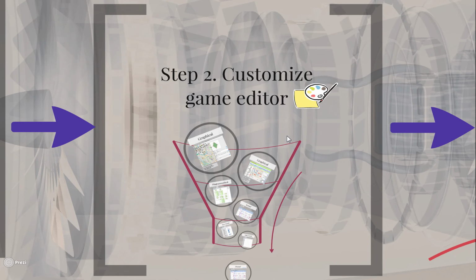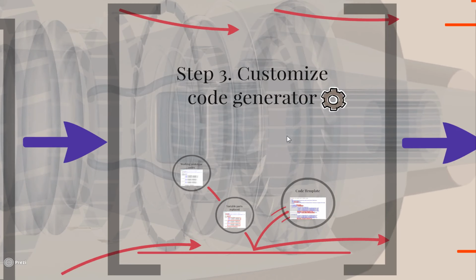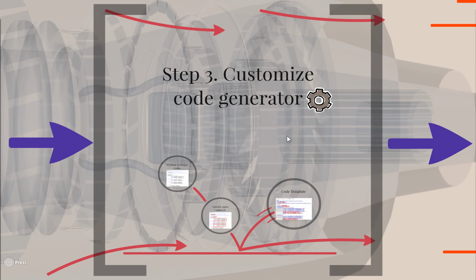Step 2. Customize the game editor. With the colors, you choose what kind of canvas and brushes which you would feel comfortable to paint with. Step 3. Customize the code generator to make the painting alive. With the code generator, you will not only be able to specify a game in an editor, but also can generate the codes and really play the game.